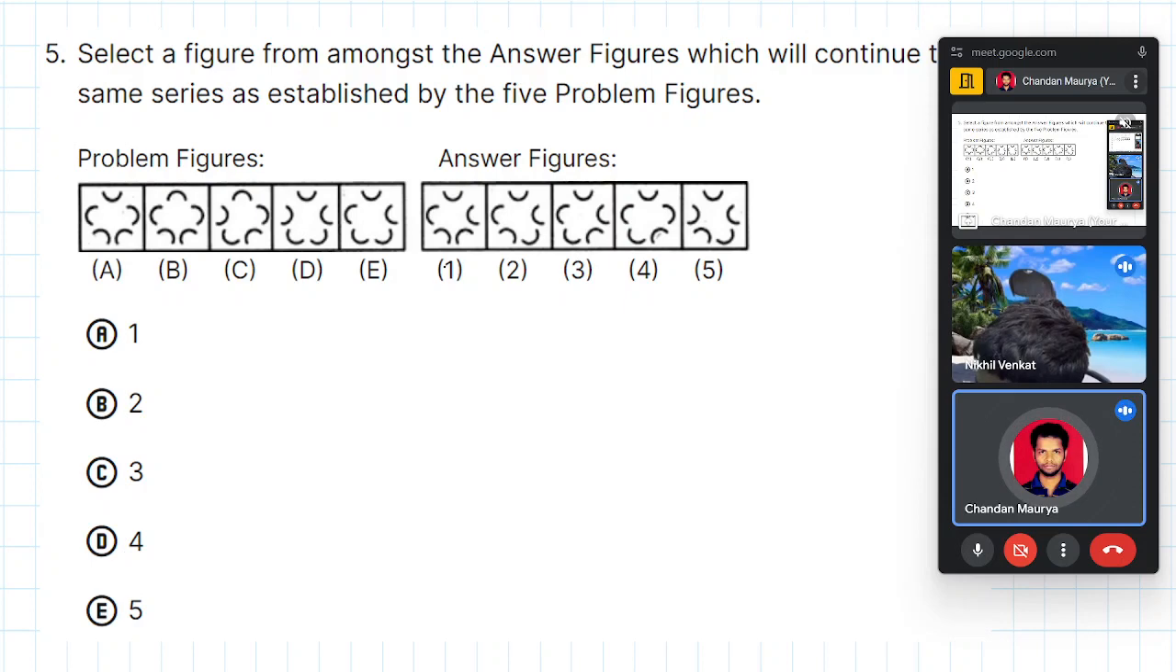Yes, Nikhil, can you just help me with the pattern? Now I have seen the answer. Option is A, but I want the reason.